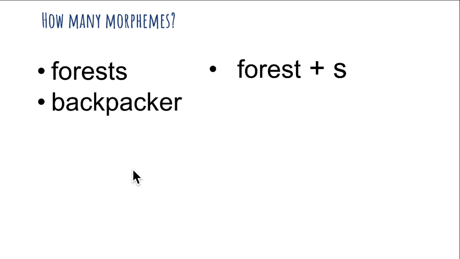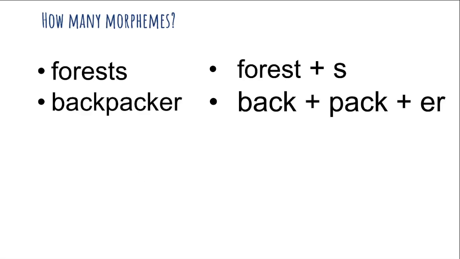Let's try another one. Backpacker. How many units of meaning do you see in this word? Did you see three? Back has its own meaning, pack and ER. A back is something we all have. A pack is something we carry, and you can carry a pack on your back. So a backpack, therefore, is a pack we carry on our back. And ER is a suffix that means someone who carries a pack on their back. So all three of these units contribute to this new word, backpacker.